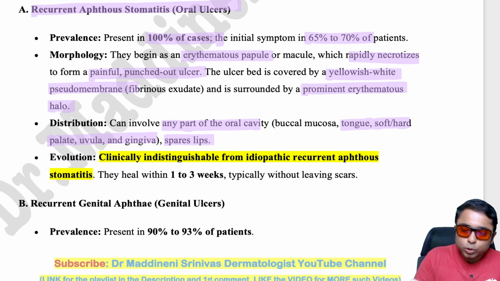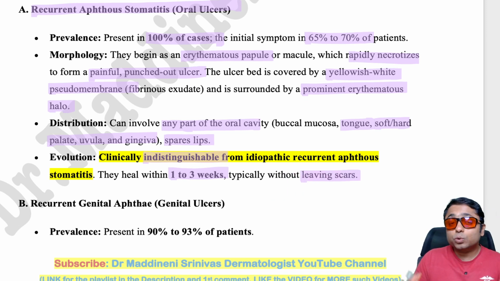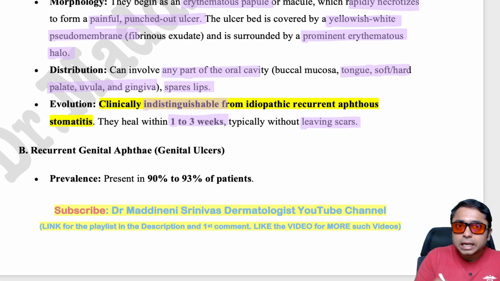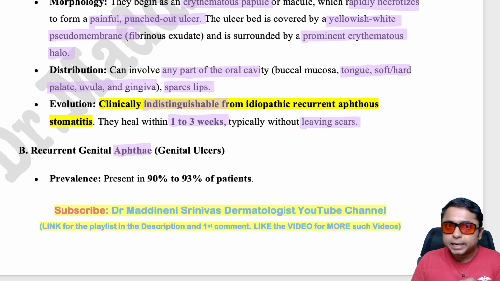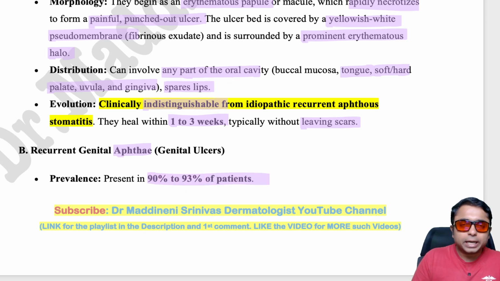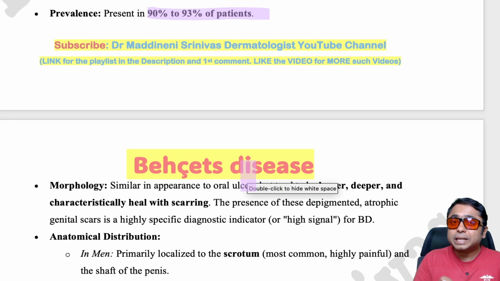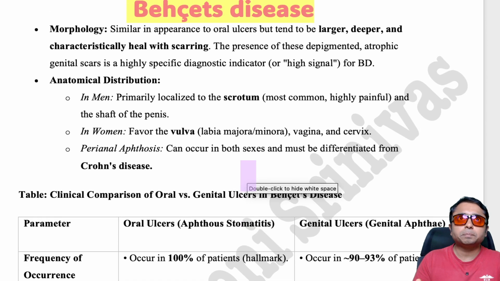Coming to the evolution, clinically they are indistinguishable from recurrent aphthous stomatitis, and they heal within 1 to 3 weeks, typically without leaving any scars. So this is the classical manifestation of the oral ulcers in Behçet's disease. Now coming to the genital aphthous ulcers. The same aphthous ulcers will also be seen in the genitalia, in up to 90 to 93% of the patients, and this could be the presenting manifestation of Behçet's disease.